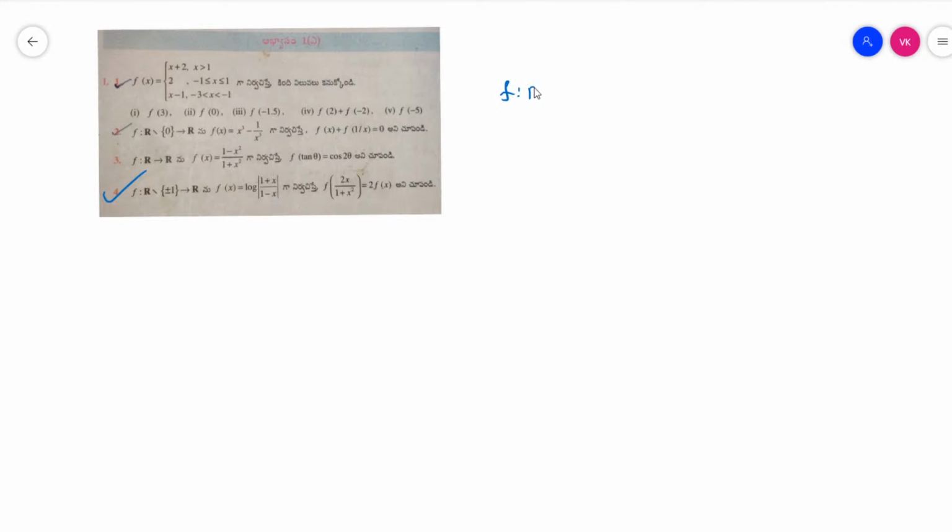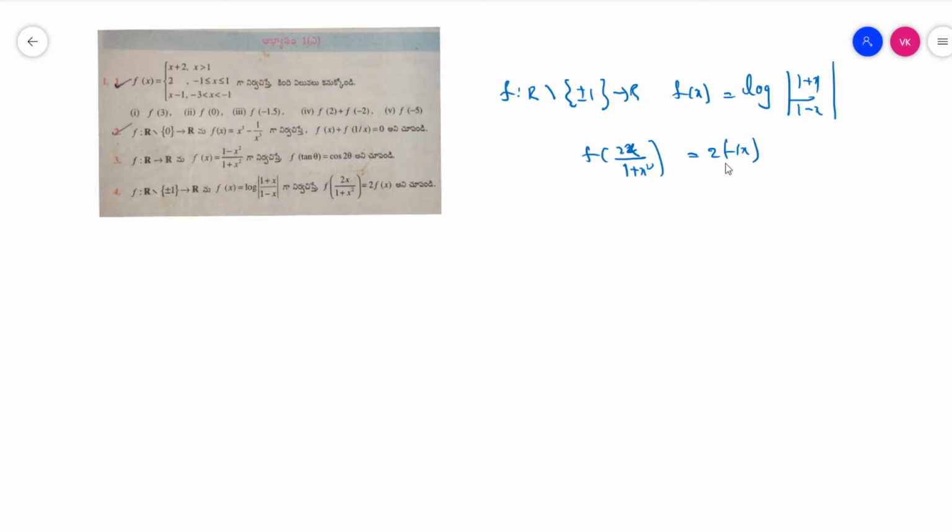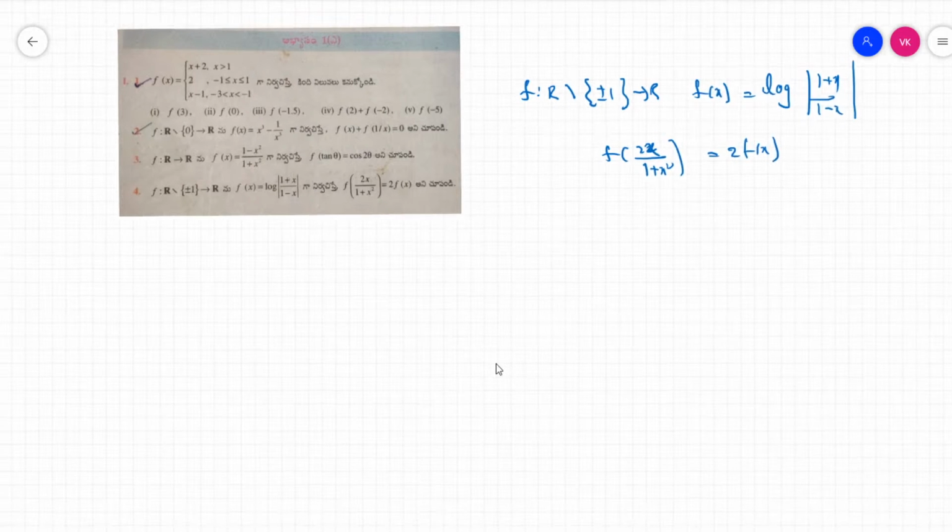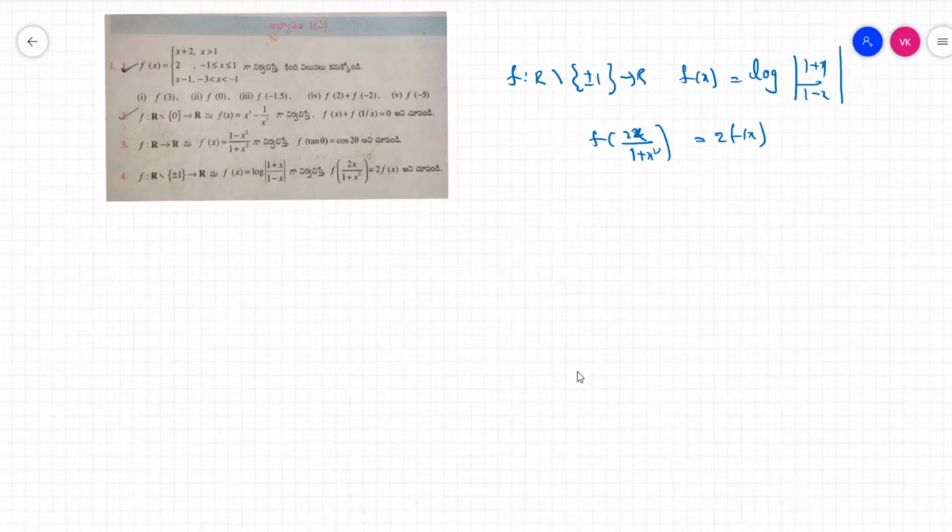Here f maps R except plus or minus 1 to R. f of x is defined as log modulus of (1 plus x) by (1 minus x). Then prove that f of 2x by (1 plus x square) is equal to 2 f of x. Okay, let's go for the answer.